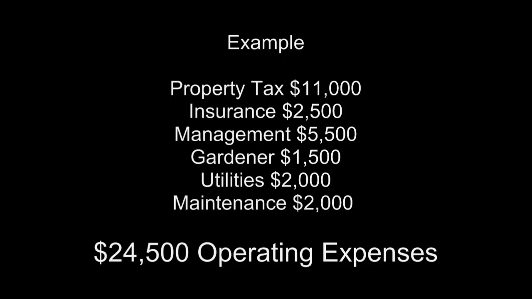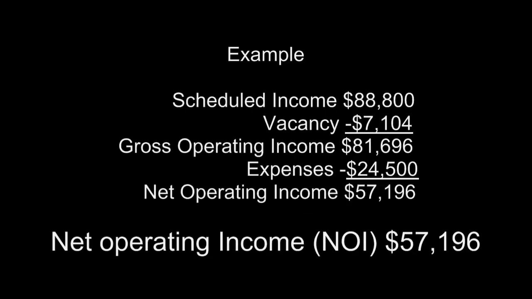gardener, $2,000 for owner-paid utilities, $2,000 for maintenance, pest control, and city rental regulation. That gives us $24,500 in annual operating expenses. Now some basic math. Scheduled annual income of $88,800 minus $7,104 for the vacancy gives us an operating income of $81,696. Minus $24,500 in expenses gives us $57,196 in net operating income, or NOI.